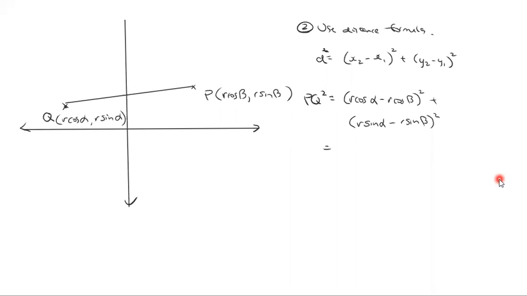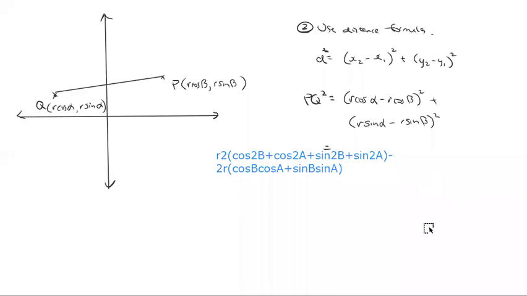So we sub in the values for the x and y coordinates of P and Q, and then we work through the algebra. So that's what you've got at the moment, which I'll rewrite in a second. But you've got r squared times 2 cos squared beta plus cos squared alpha plus sine squared beta plus sine squared alpha minus 2r cos beta cos alpha plus sine beta sine alpha. So I want to ask, can you simplify this part at all?